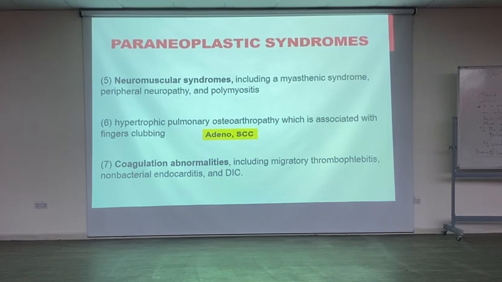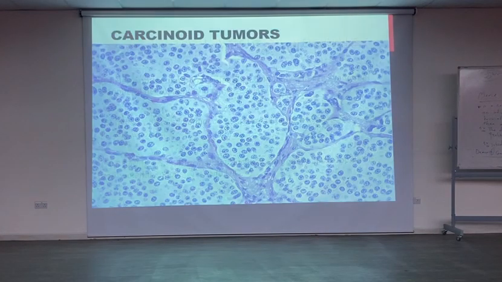The patient may present with coagulation abnormalities like migratory thrombophlebitis, non-bacterial endocarditis, and disseminated intravascular coagulation. The second tumor is carcinoid tumor. Carcinoid tumor is one of the neuroendocrine neoplasms زي ما شفنا التابل بالمحاضرة اللي فاتت، وهذا الtumor is considered like a low-grade neuroendocrine tumor, but it's still malignant.